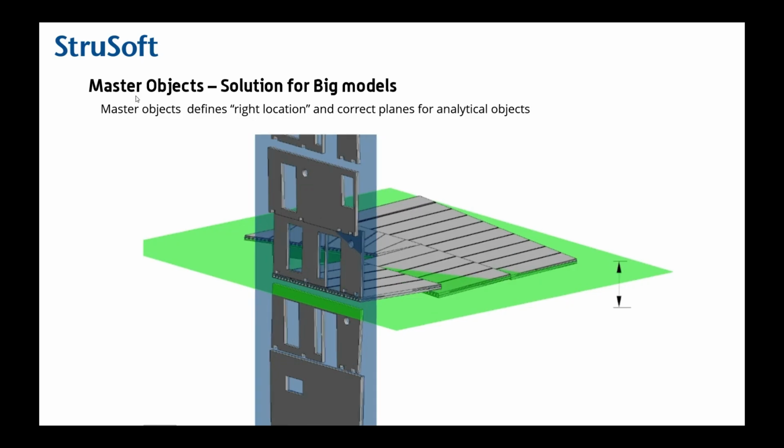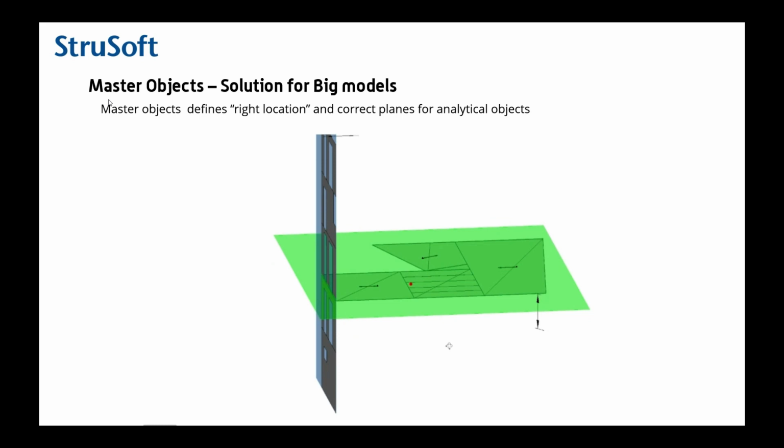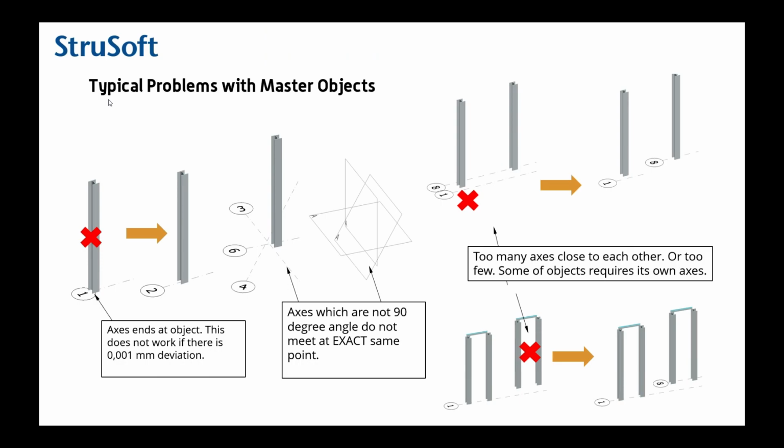And we can also use, if elements are out of plane, we can also fix that with the masters. So those planes will be the masters. And there are a few strategies for how to set those masters. So the first problem is this one on the left-hand side. You set your master to end exactly at the object, and that is not optimal.